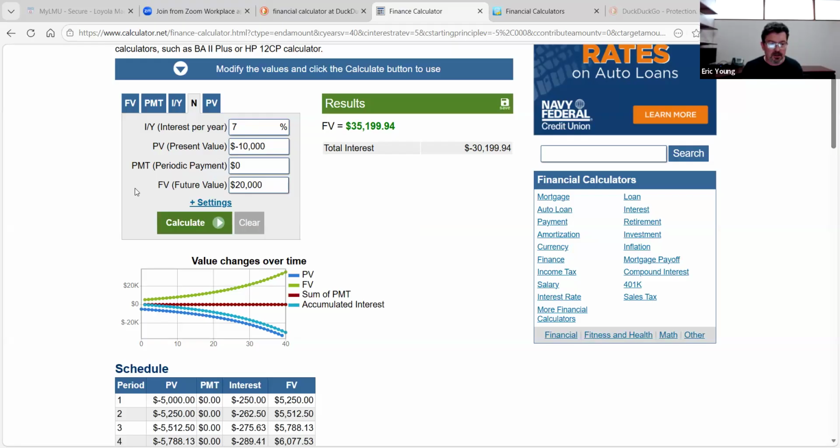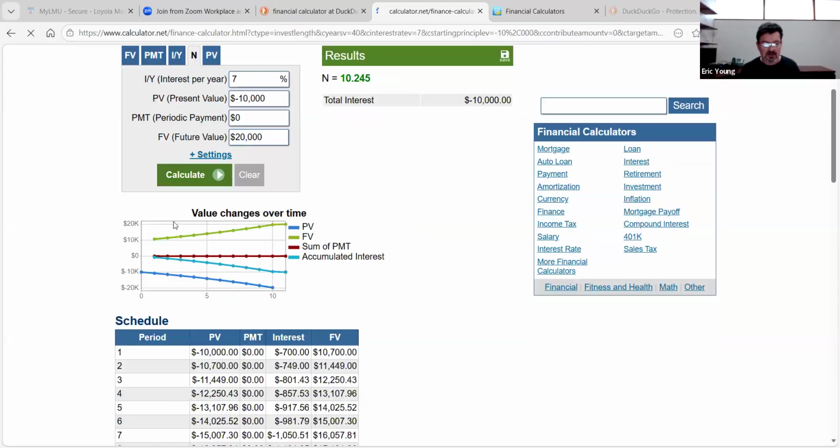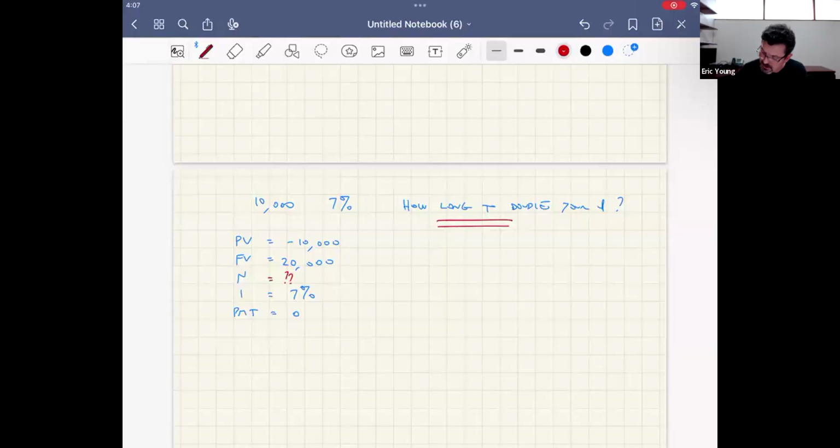And here we are. We're saying to the software, hey, software, we're on a scavenger hunt. If I have $10,000 now and I want to grow to 20 and I can earn 7%, how long will it take me? We click calculate, and n is 10.245 years. So n is going to equal 10.245. Because we default to years, it's years.